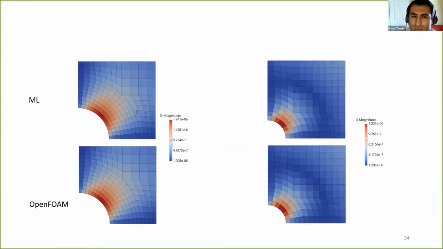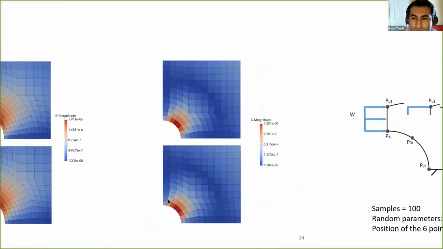And this is what the solution looks like. You can see the top ones are generated by the machine learning model, so it makes a prediction, and the bottom one is the solution field generated by OpenFOAM. From a qualitative point of view, they are quite close to each other.